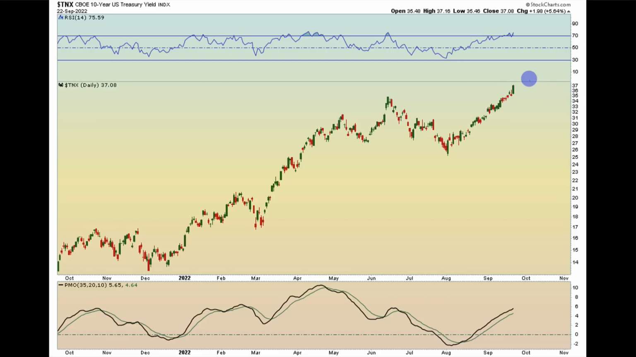Let's take a look at the 10-year yield. So we talked about this one yesterday. Hey, is it backing off finally? Nope, it didn't back off. It was up 5.64% on the day, closing at 3.7% on the 10-year yield.